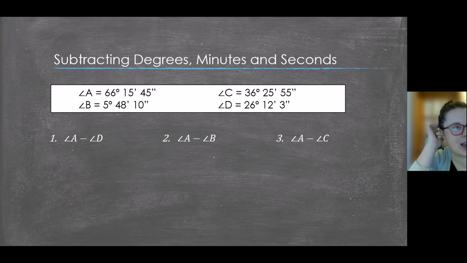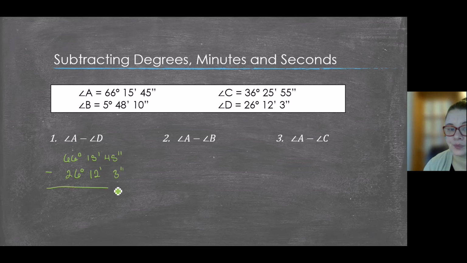What about when we subtract? So subtracting is the same, except we're going to have some borrowing involved. It's not difficult at all, though. So let's do the same thing. We're going to set them up exactly the same way. So 66 degrees, 15 minutes and 45 seconds. And we're going to subtract from that 26 degrees, 12 minutes and 3 seconds.